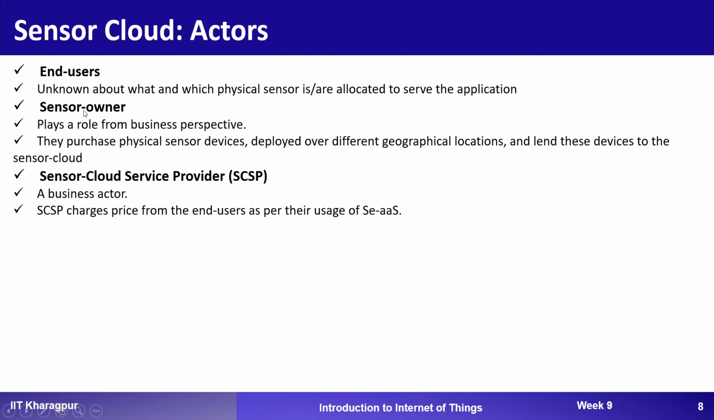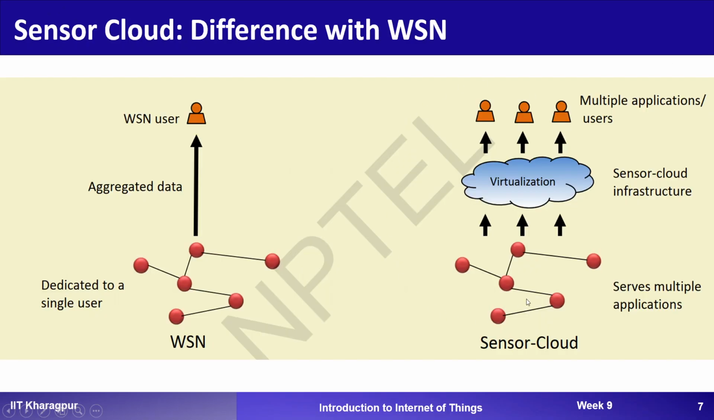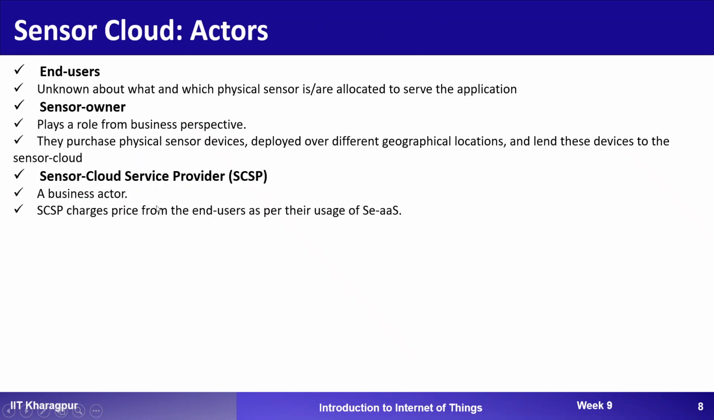Now, what are the different actors that are involved in your sensor cloud? This figure shows the different actors. One will be your end user, who is going to use the data which is provided by your sensors. Second will be your sensor owner. Sensor owners are the persons who are going to deploy their sensors, right? And the third one is your SCSP, your sensor cloud service provider.